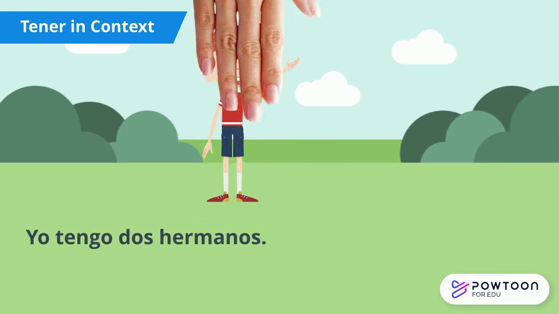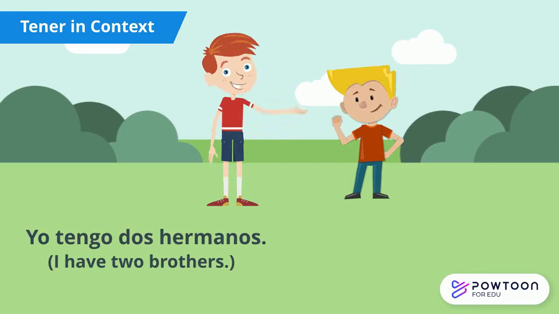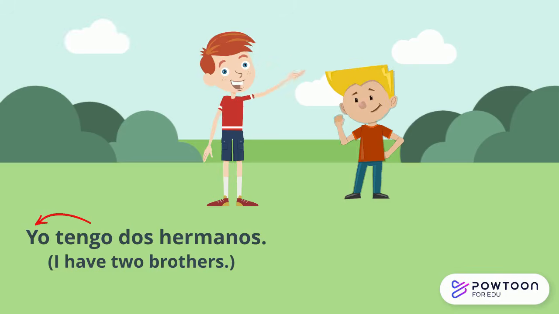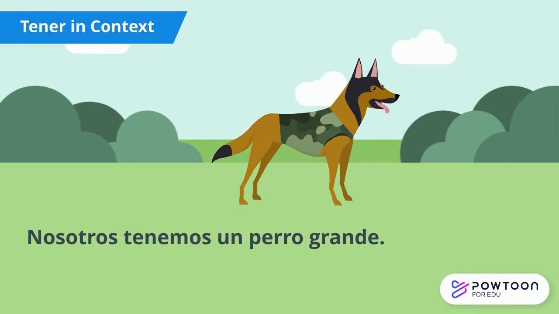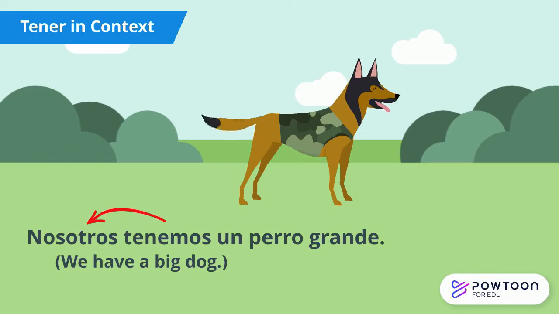Yo tengo 2 hermanos. I have 2 brothers. The verb tener is conjugated to tengo to match the subject yo. Yo tengo. Nosotros tenemos un perro grande. We have a big dog. The verb tener conjugates to tenemos to match the subject nosotros. Nosotros tenemos.